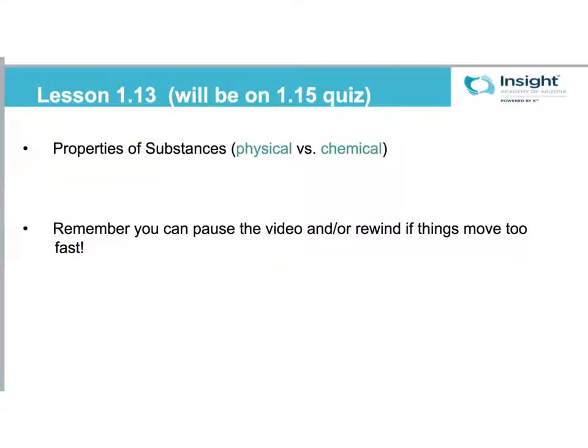So this is lesson 1.13, the first of two lessons that are going to be on the 1.15 quiz. And this one is focused on properties of substances, and specifically being able to tell physical properties and changes from chemical properties and changes.